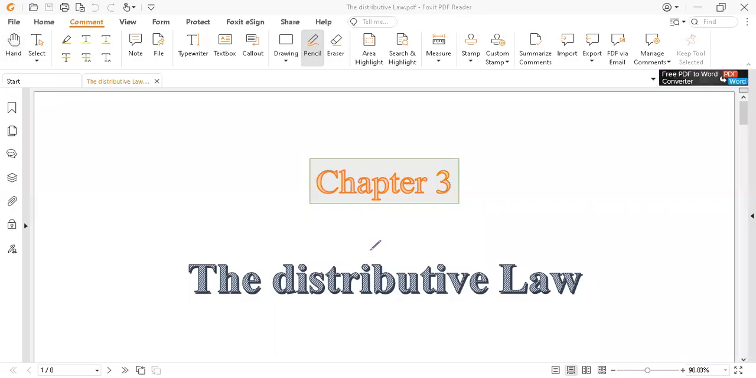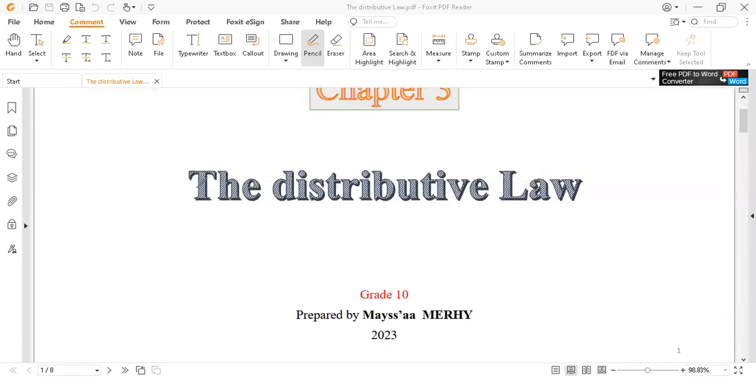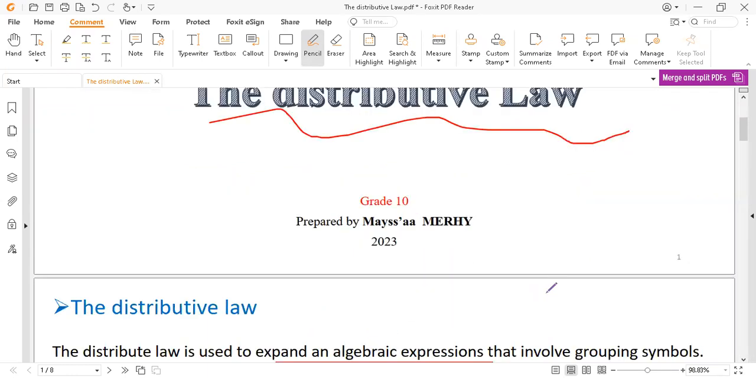Hi everyone. Today in our session, we'll talk a little bit about the distributive law and how it works. It is used when we seek to find, in detail, the algebraic term of a given algebraic expression without any parentheses and brackets.